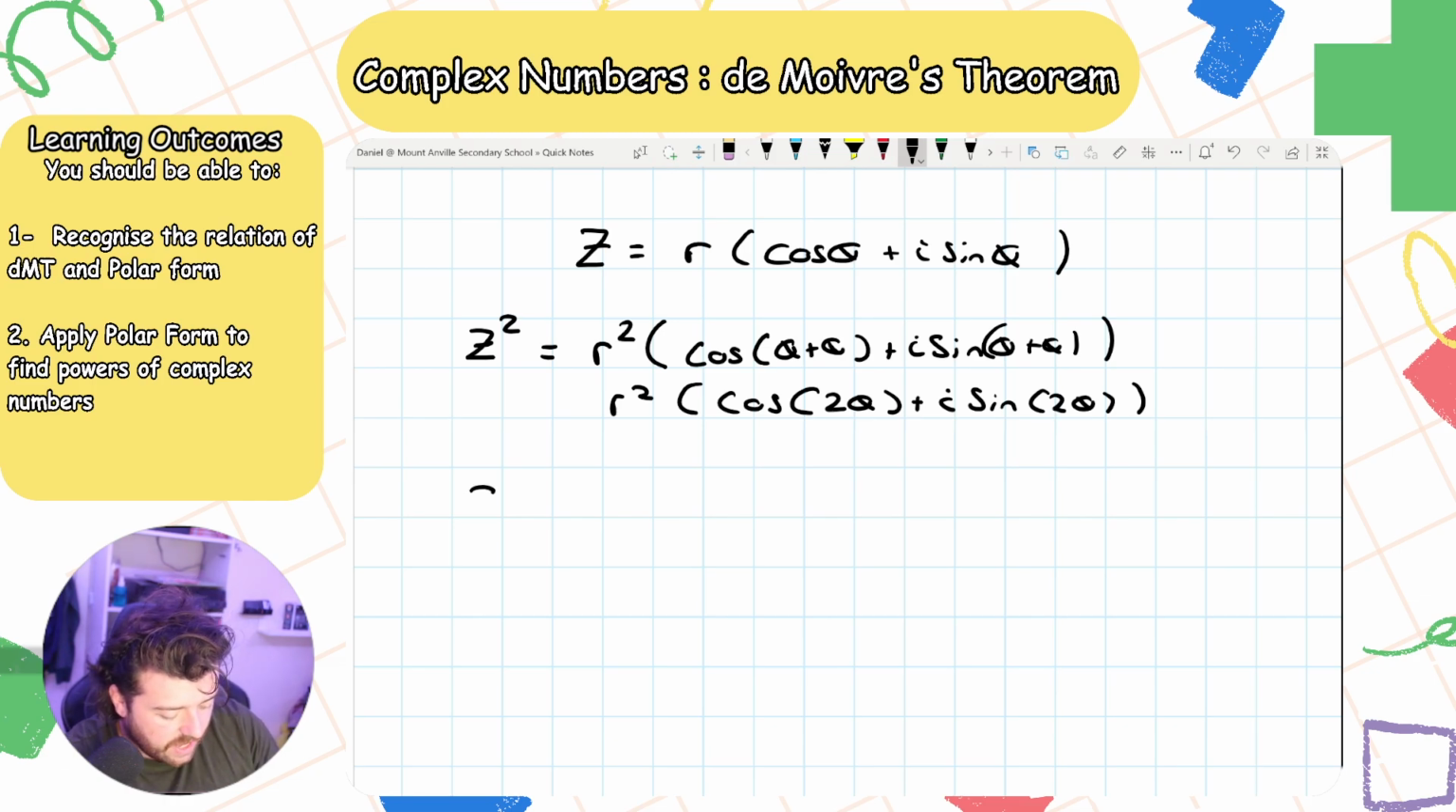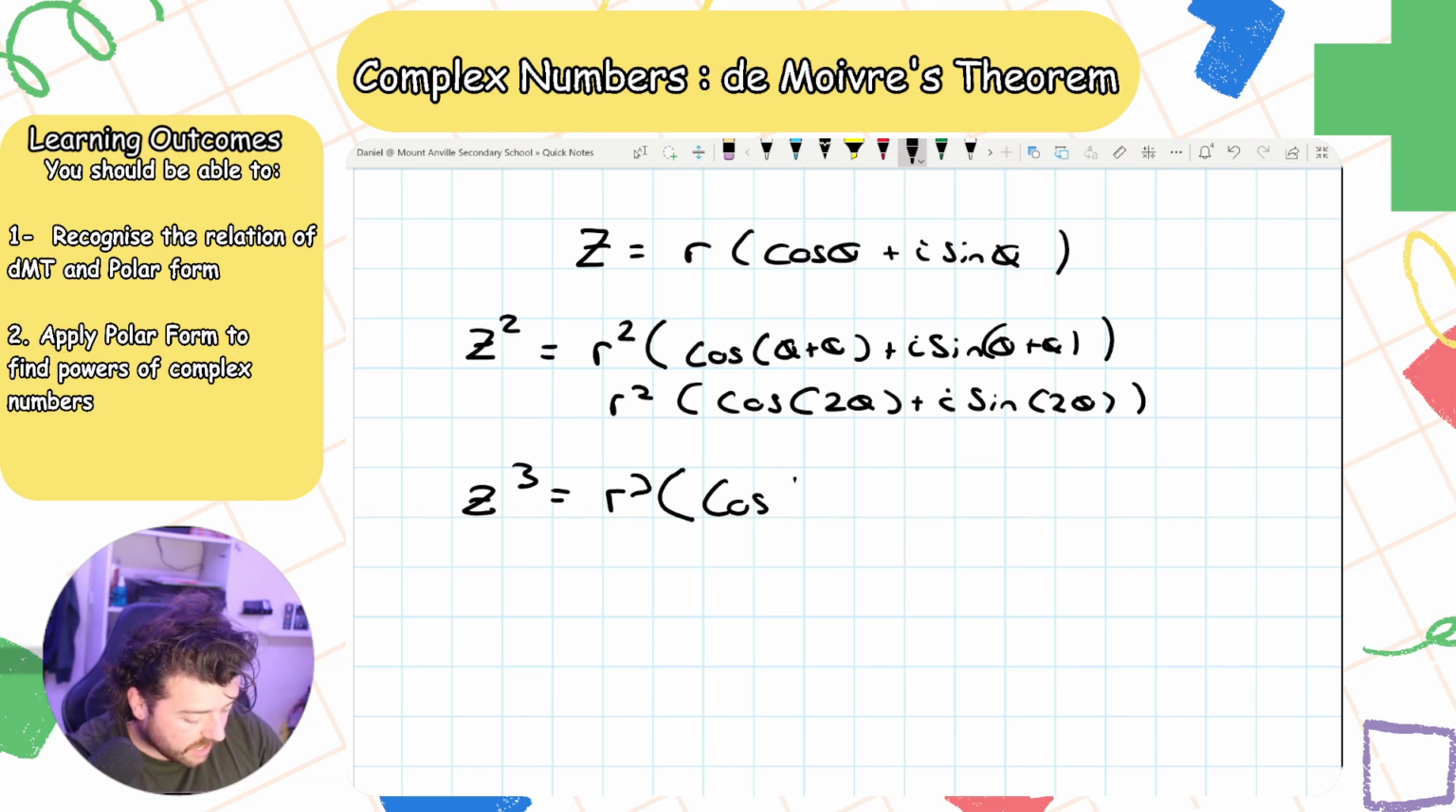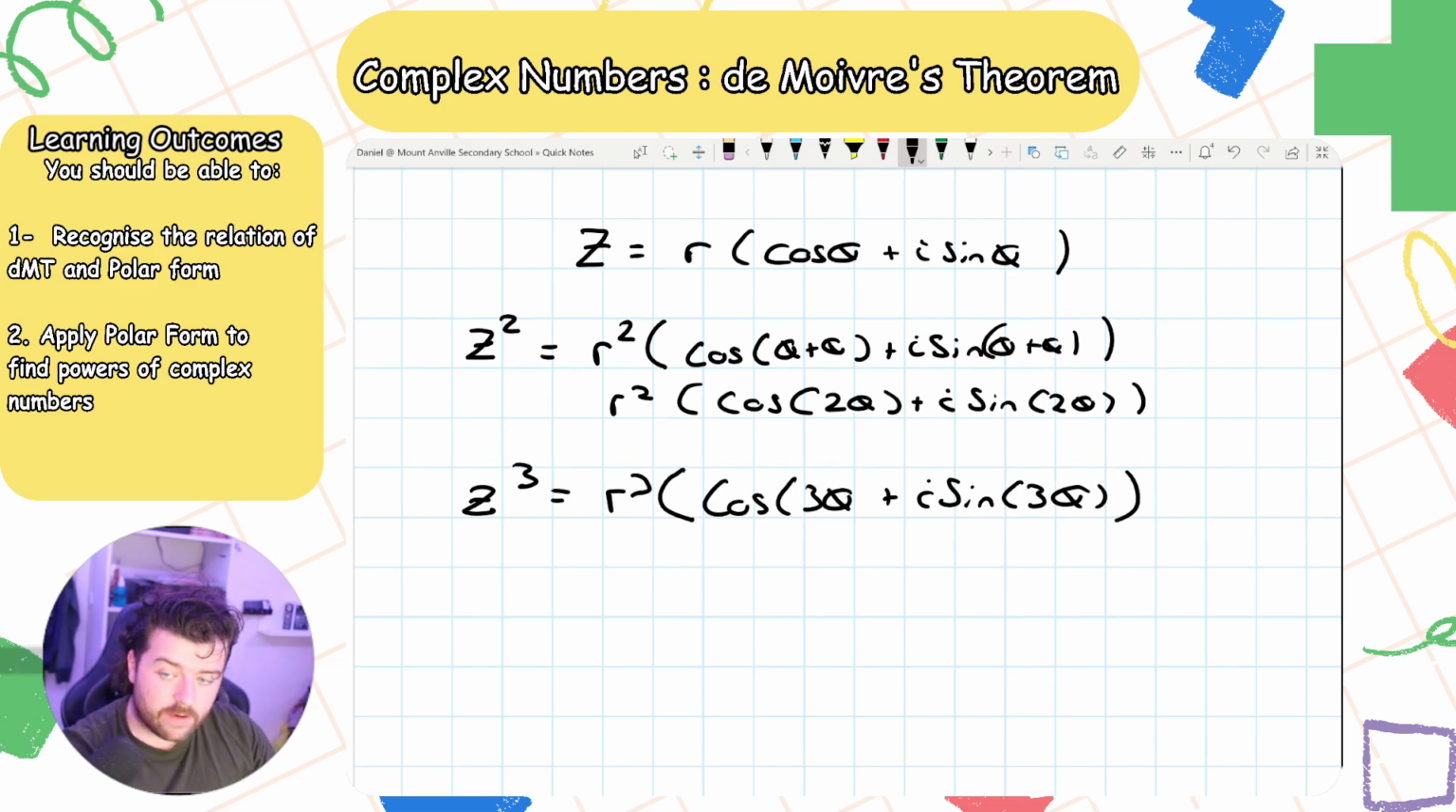Let's do it again. Let's do the power of 3. That's going to be r times r times r, which is r cubed. And that is going to be theta added together 3 times. It's going to be theta plus theta plus theta, that's going to be 3 theta, plus i sine 3 theta. Are we noticing a pattern yet?